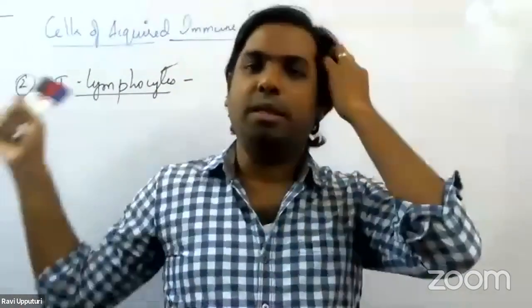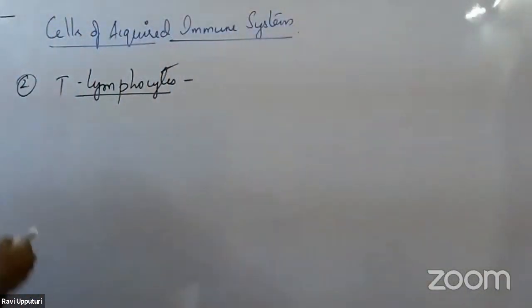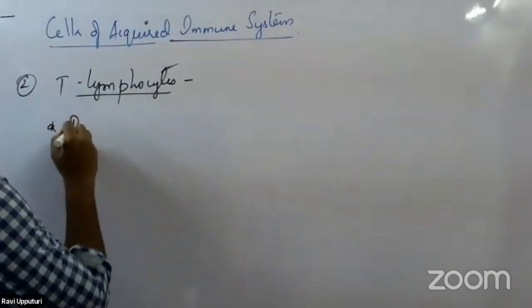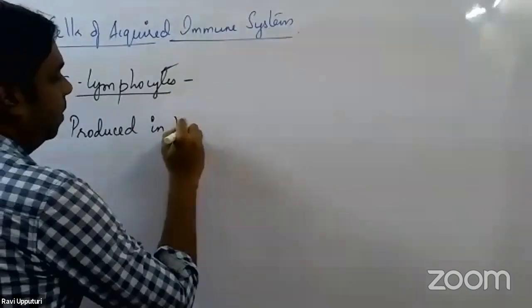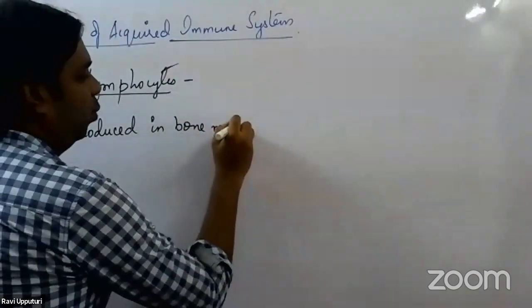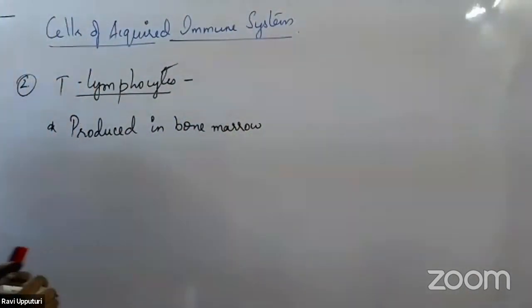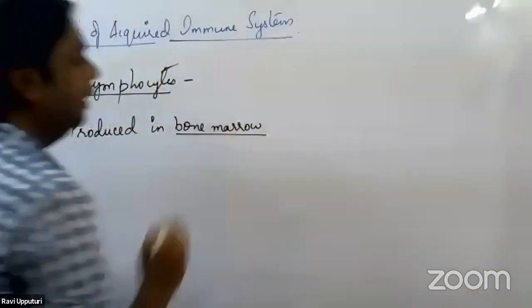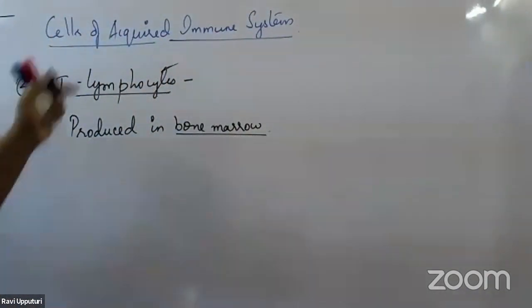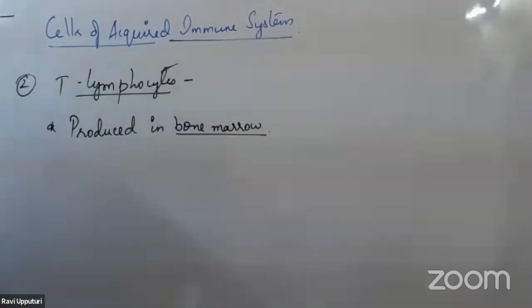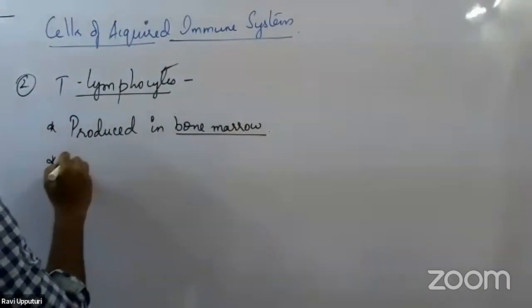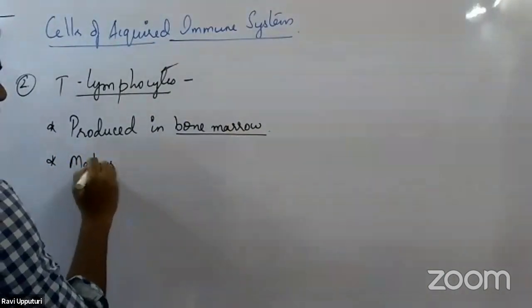Now what about these T lymphocytes? Again, the T lymphocytes are produced in the bone marrow. From what are they produced? They are again produced from the hematopoietic stem cells present in the red bone marrow. Once they are produced in the bone marrow, they have to undergo the process of maturation.